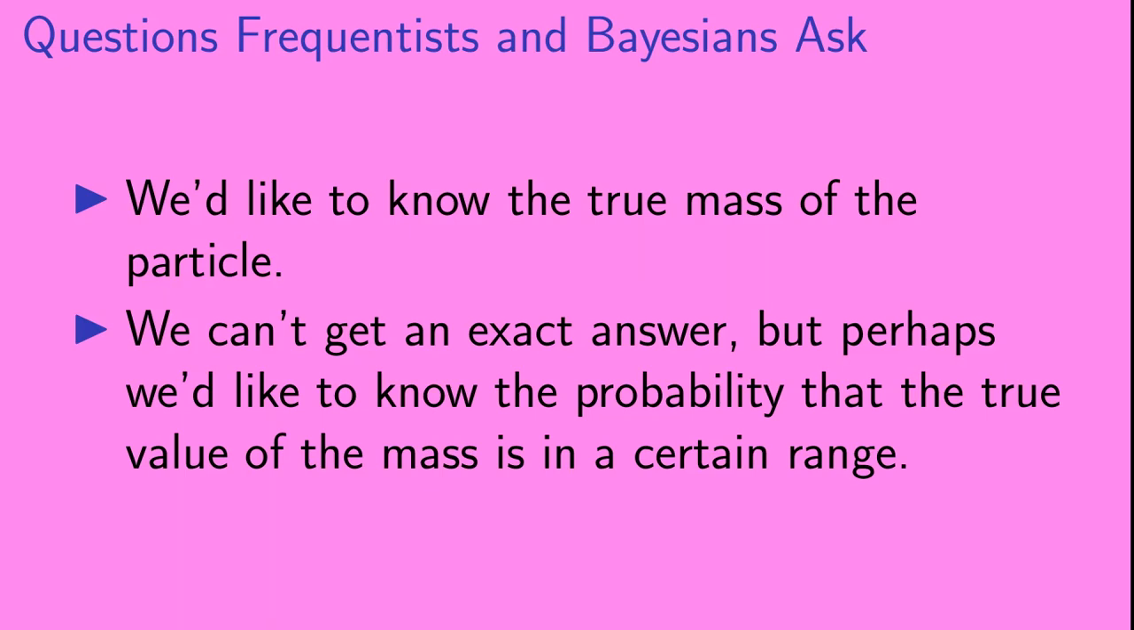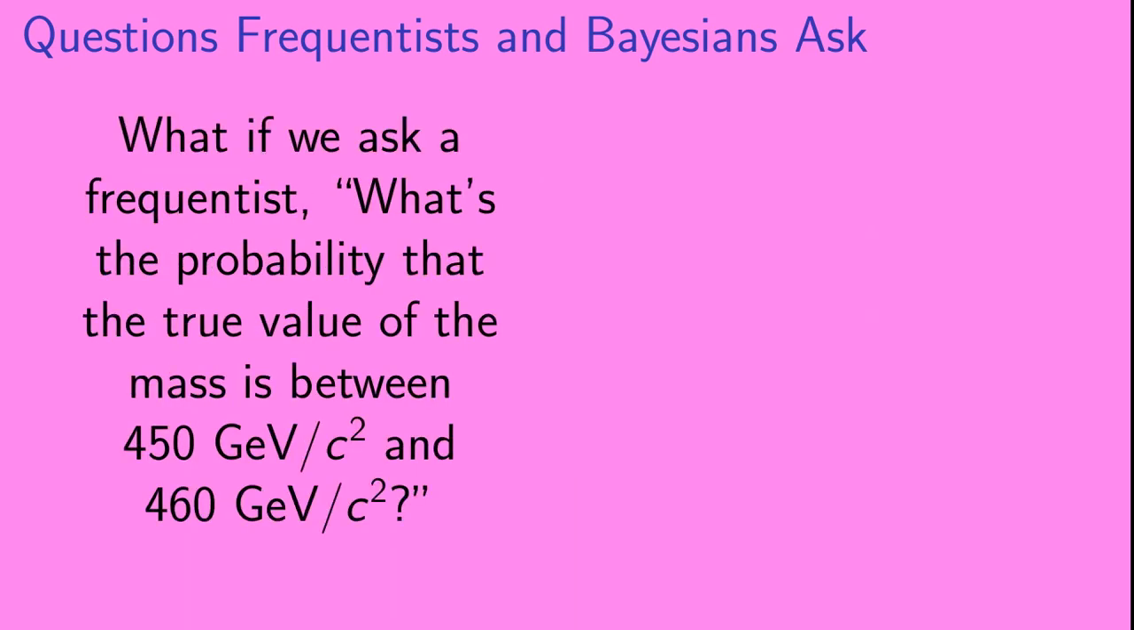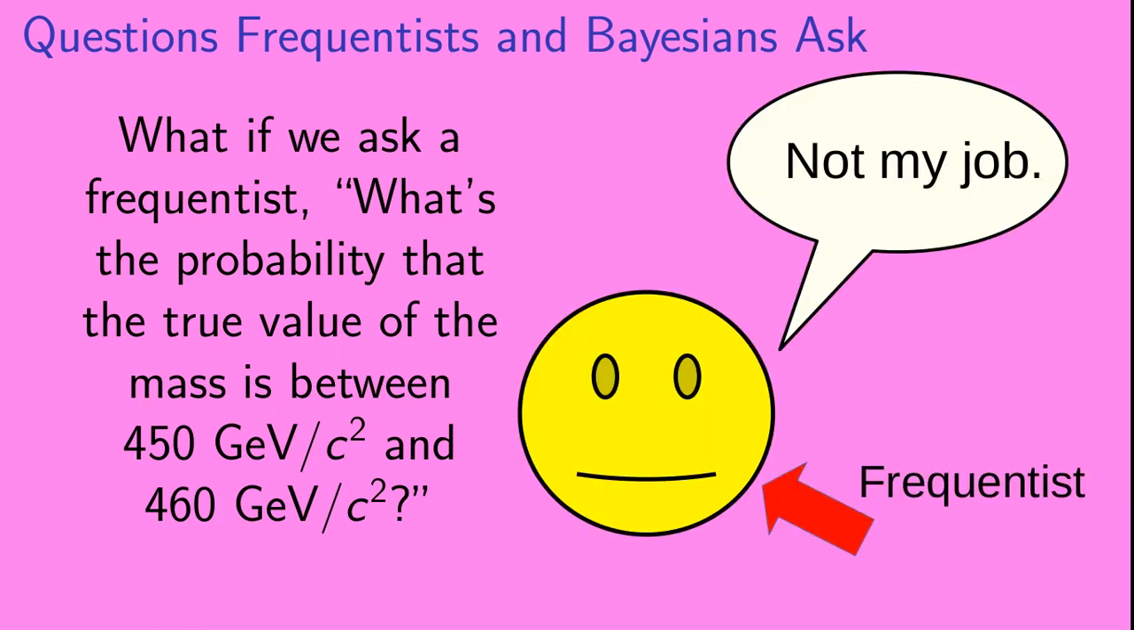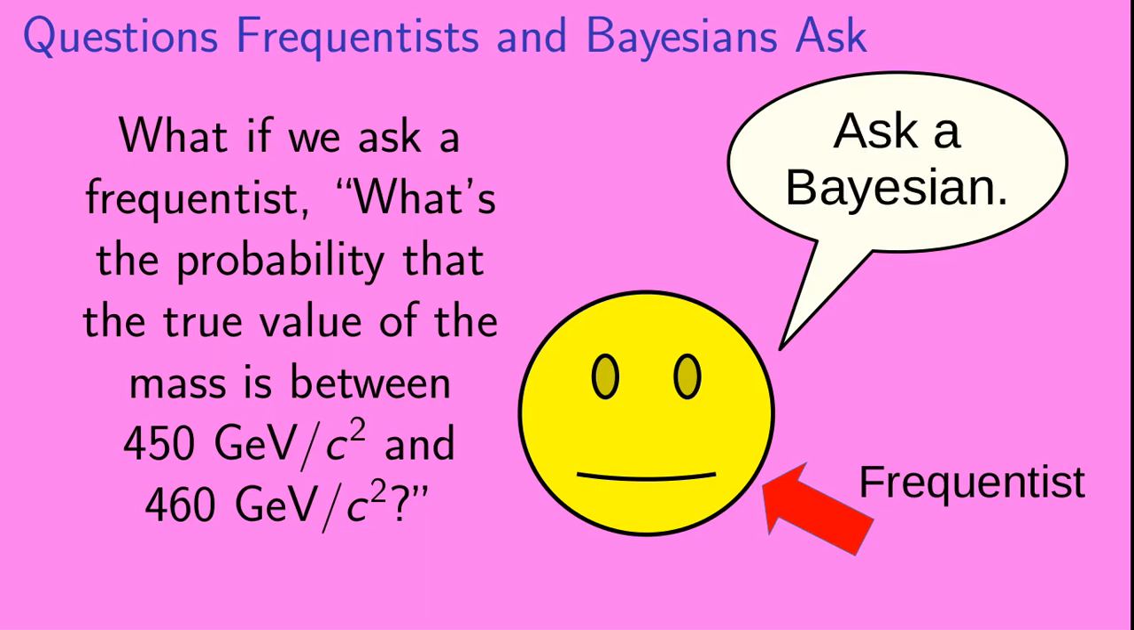Well, okay, that's what the frequentist said, but we'd like to know the true mass of the particle. We can't get an exact answer, but perhaps we'd like to know the probability that the true value of the mass is in a certain range. So, let's say we ask a frequentist, what's the probability that the true value of the mass is between 450 and 460 GeV/c²? The frequentist responds, not my job. Ask a Bayesian.